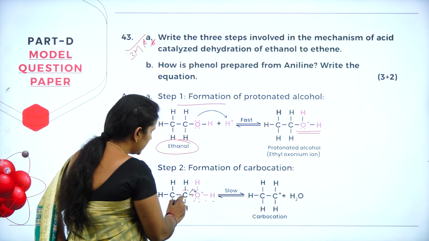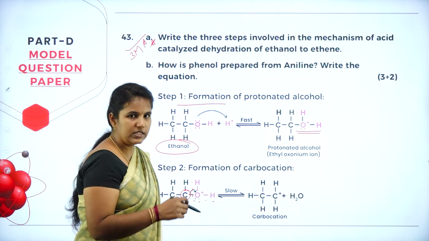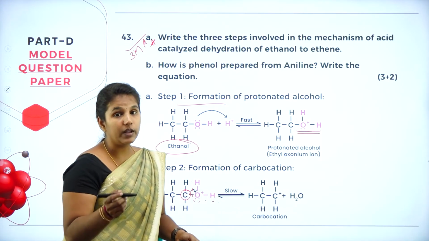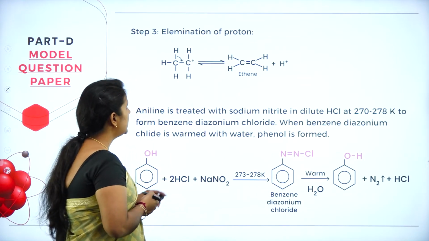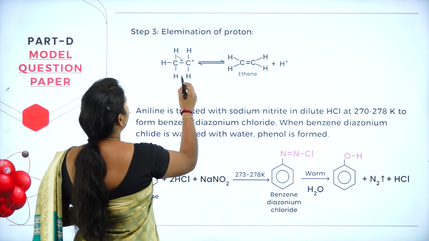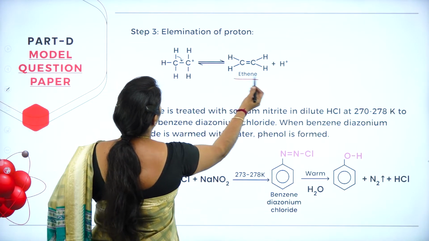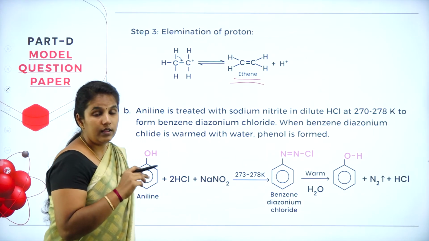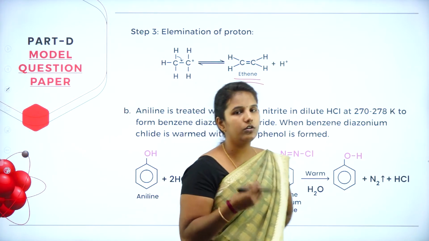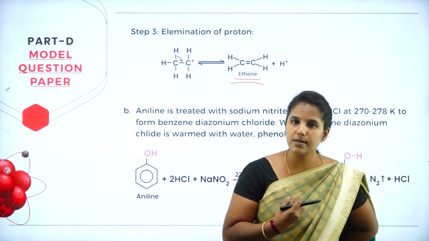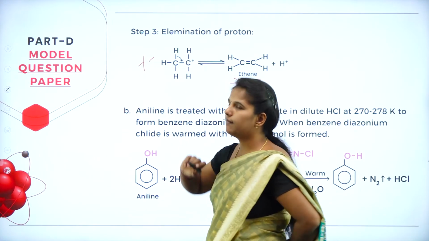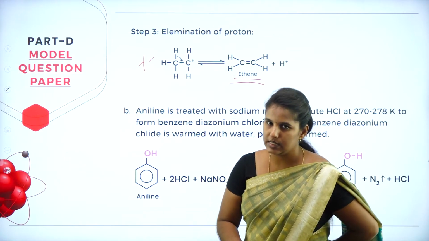In the second step, elimination of the water molecule will take place. As a result, the carbon atom gains a positive charge so that it forms a carbocation. Hence, this step is known as the formation of carbocation. In the third step, you need to say it is the elimination reaction where you eliminate one of the hydrogens to form ethene. This is a process where you degrade ethanol to ethene, and it is one of the simplest reactions where for each step you will get 1 mark and you will easily get 3 marks.